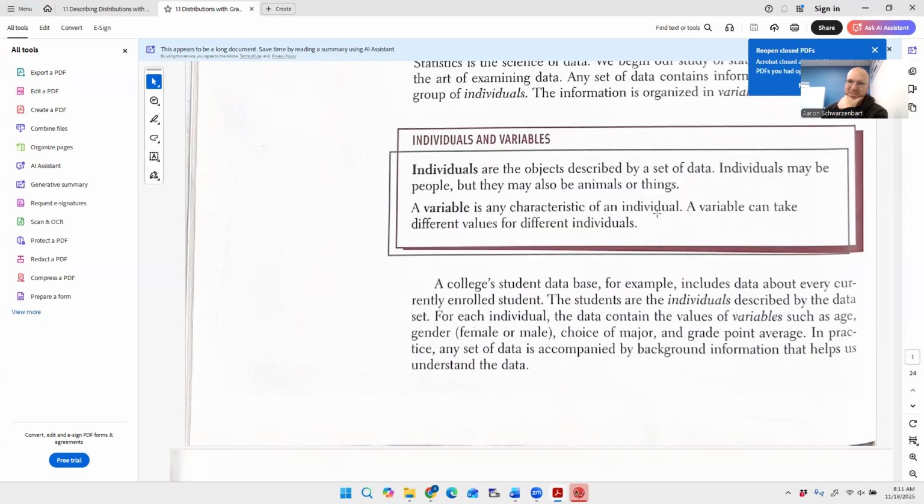A variable is a characteristic of an individual. A variable can take different values for different individuals. Okay, does that make sense so far?